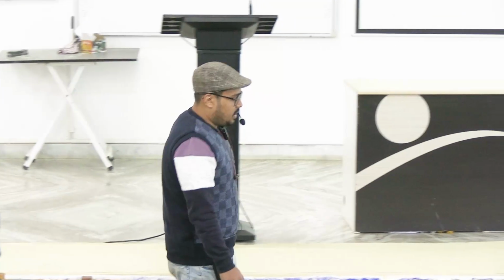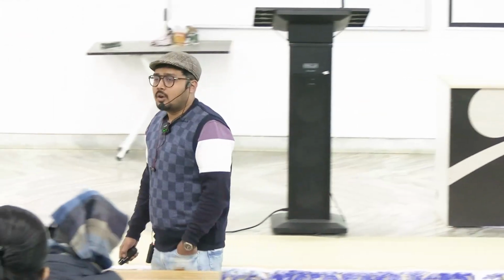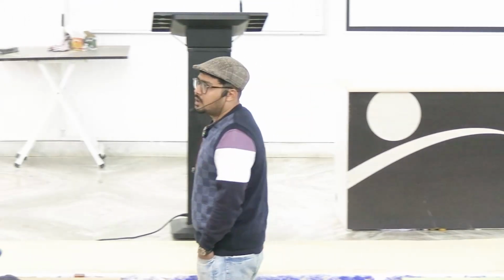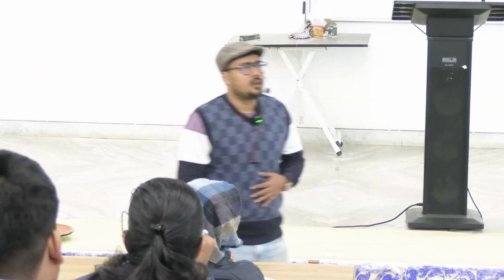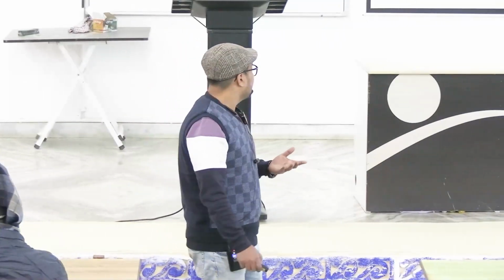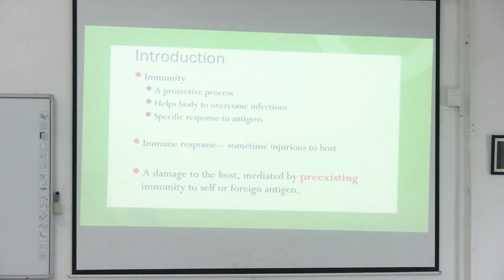So immunity is important. Immune reaction, the formation of antibody, recognition and killing of the antigen is important, but sometimes the response of antibody or the antigenic stimulation and the antigen-antibody reaction exceeds the need of the body. And sometimes as a result of these unstoppable antigen-antibody responses, the host body tissue is treated as an antigen by the antibody present in our body. That is called autoimmunity. Autoimmunity means immunogenic reaction or antibody directed against self or host tissue, so a damage to the host mediated by pre-existing immunity to self or foreign antigen.